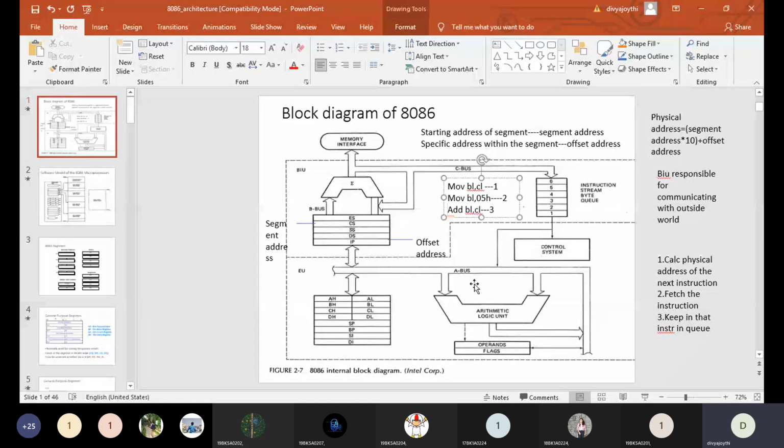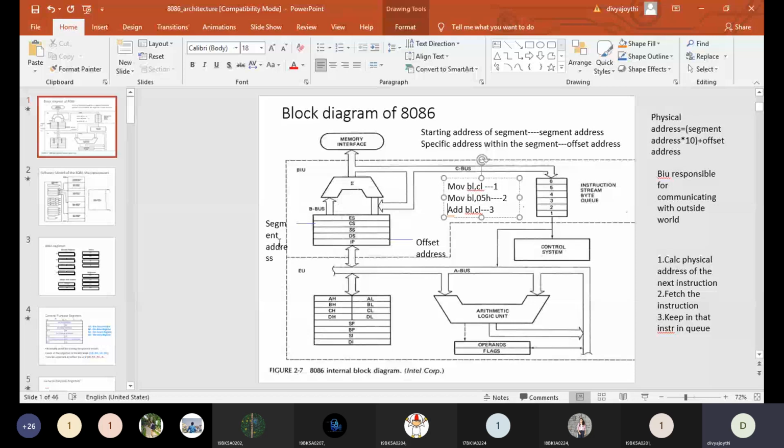Not only for addition, consider any kind of operation. Once the operation is done, the result of that operation will be stored in the source place. The first register represents the source register and the second one will be the destination register. In that way, the execution unit will execute the instruction. Guys, are you clear with EU? Yes, ma'am.